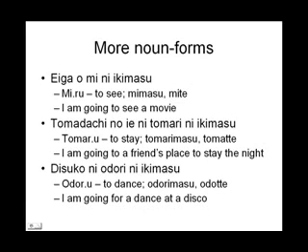Eigo is the English language. Go means language. Eiga is the word for movie, cinema. Ga means a picture. Eigakan would be a theater. Mi ni ikimasu means going to see.